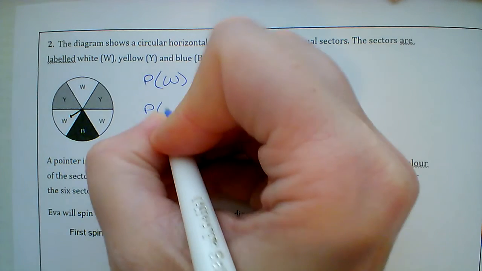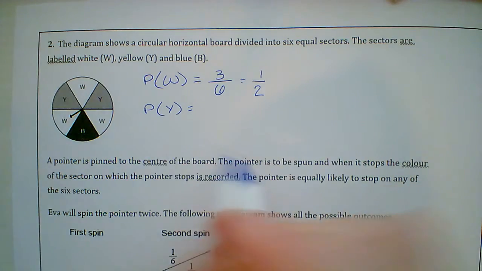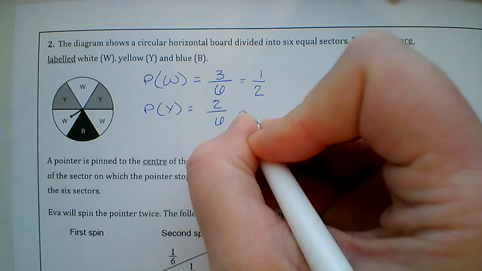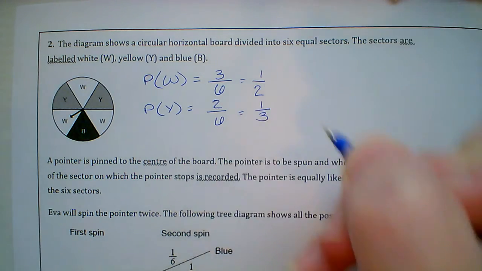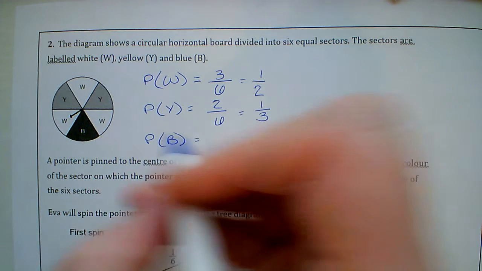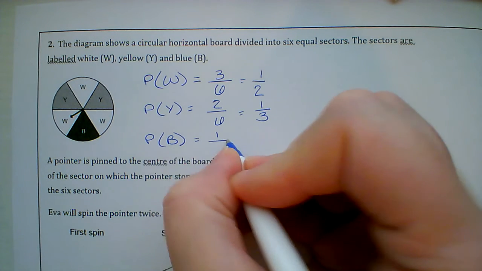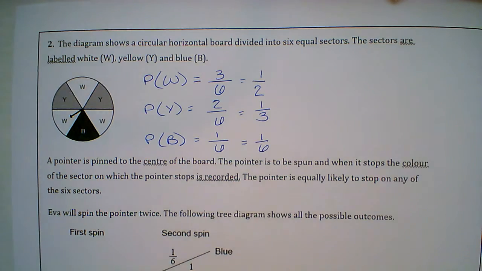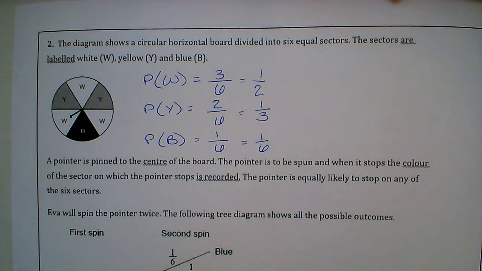Alright, well what about the probability of yellow? Well, I've got 1, 2 yellow sections. I've got 6 sections in total. This will reduce, and I get 1/3. And what about the probability of blue? Well, I've only got 1 section that's blue. There are 6 sections total. So that's just going to stay 1/6. So that's how I get my probability of landing on each of these sections.